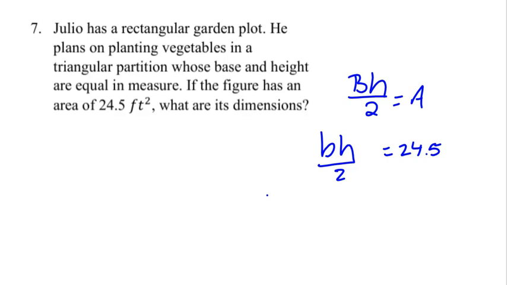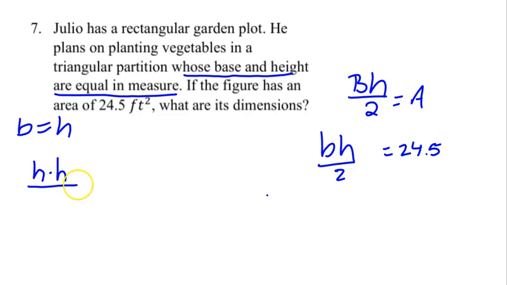So now there's a key part in this problem that we have to pay close attention to. It says the base and the height are equal in measure. That means if the base is the same as the height, I can substitute h in for b. So I'm going to do that. So right now I'm going to have h times h divided by 2, and this is going to equal the area of 24.5. Now we need to find the dimensions, so here we're going to find the height.